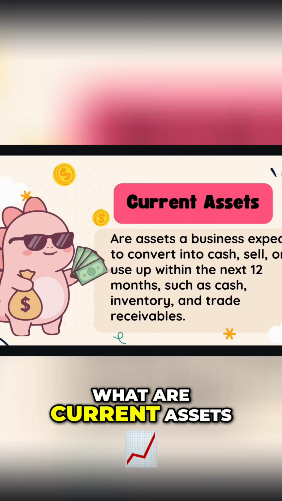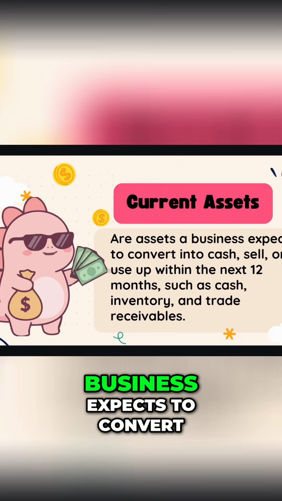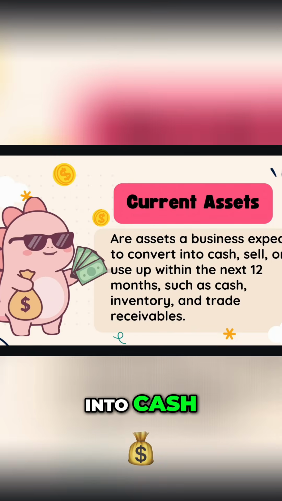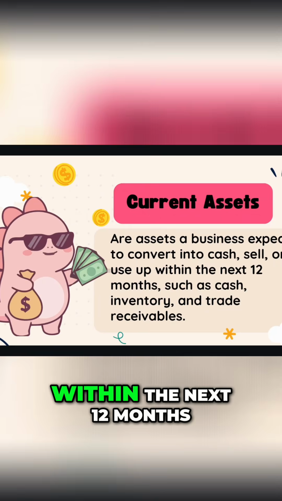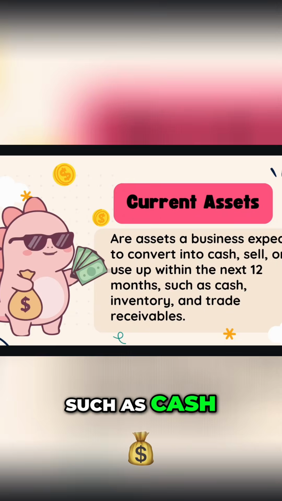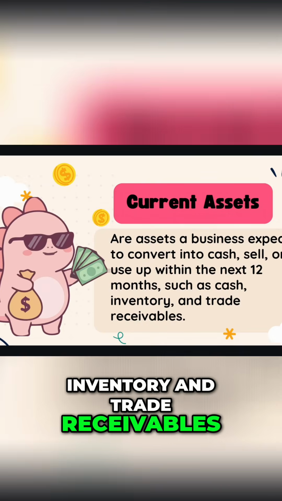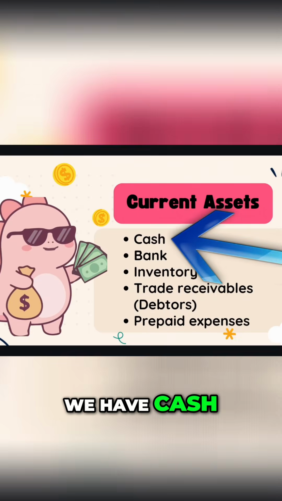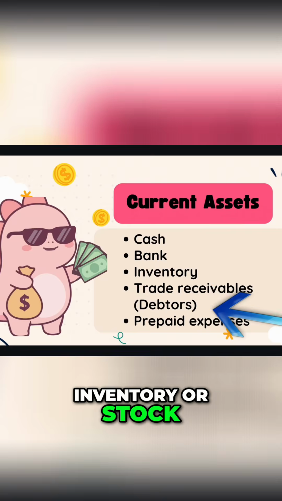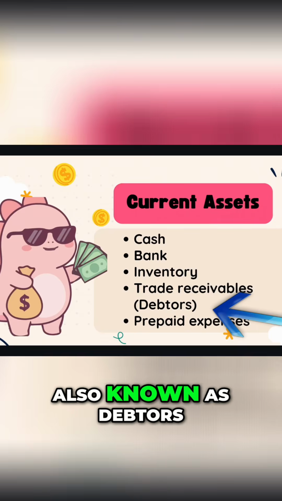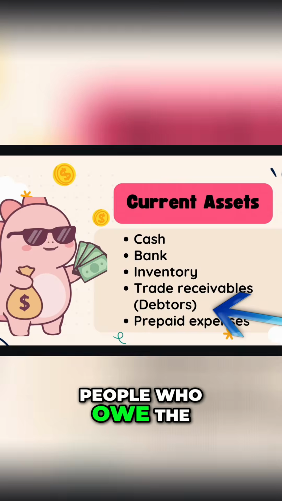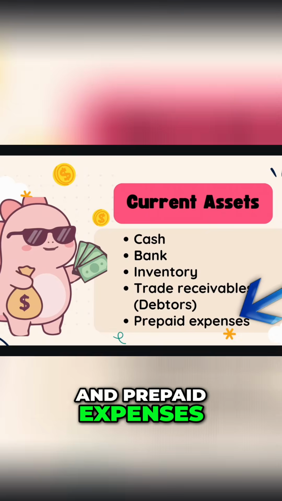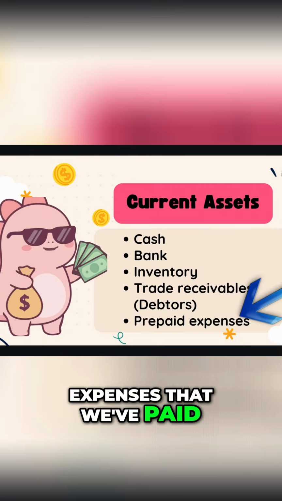Now, what are current assets? These are assets a business expects to convert into cash, sell, or use up within the next 12 months, such as cash, inventory, and trade receivables. So let's have a look at a list of current assets. We have cash, bank, inventory or stock, trade receivables, also known as debtors, people who owe the business money, and prepaid expenses, expenses that we've paid in advance.